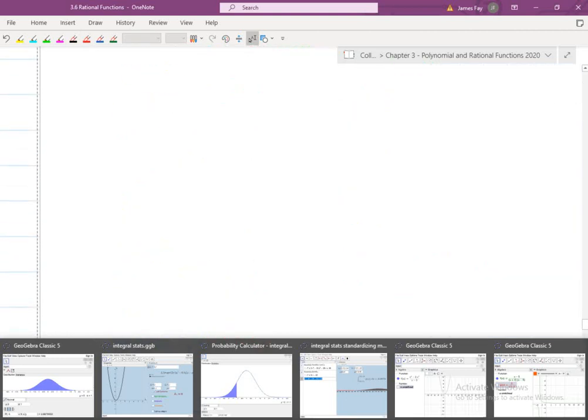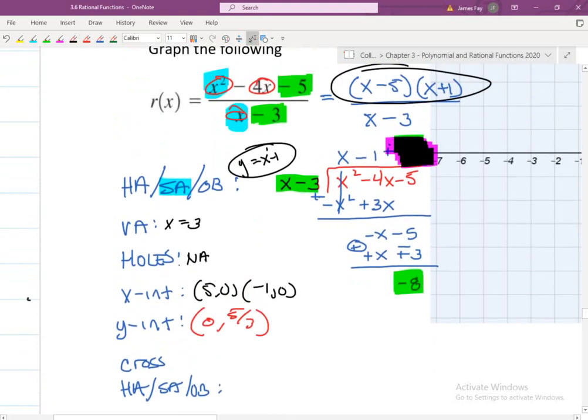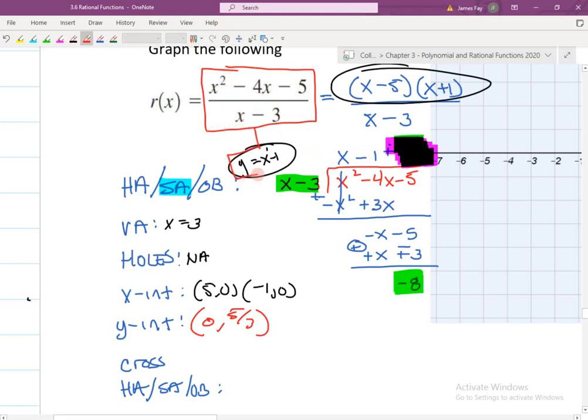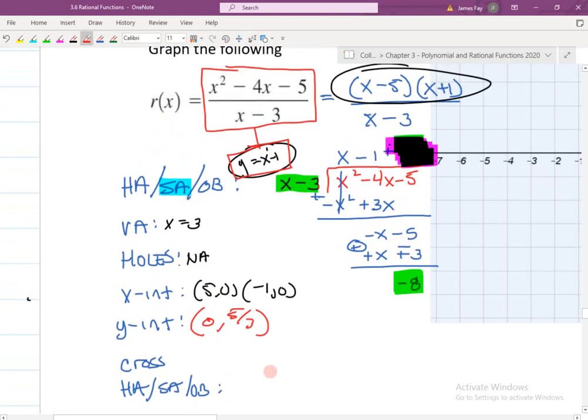Now the question is, do you cross the slant asymptote? Remember, this is the thing that we're trying to graph, right? So we want to see, does that cross your slant asymptote? So you're going to take those two things and set them equal to each other. And whenever you're trying to determine whether you cross something, use the expanded version. So x squared minus 4x minus 5 over x minus 3 equals x minus 1.